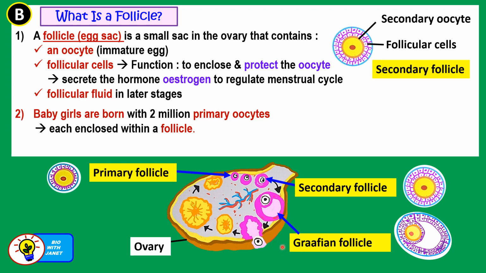into the fallopian tube. So there are three types of follicles that we're going to discuss: the primary follicle, which is the smallest, then the secondary follicle, and finally the Graafian follicle, which is the largest follicle.